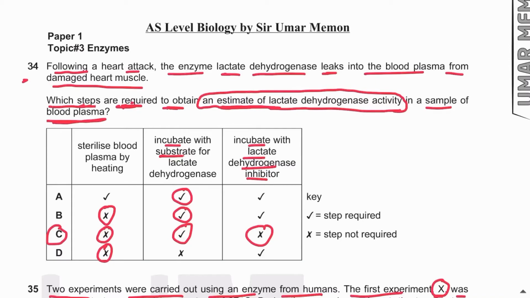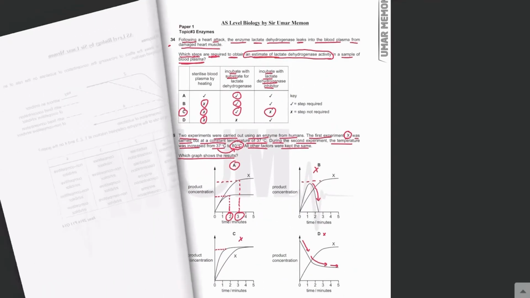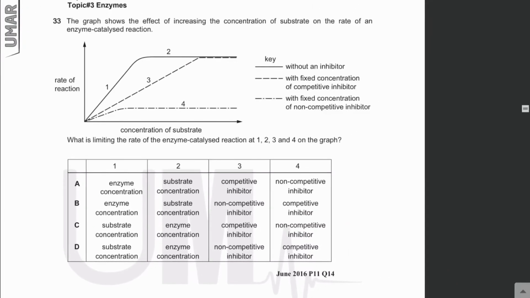So if you want to measure the activity of lactate dehydrogenase in the blood plasma, don't use inhibitor, don't heat the plasma, just incubate with the substrate, and you will know the lactate dehydrogenase activity in the plasma or the concentration of the lactate dehydrogenase in the blood plasma. Let's move on to MCQ number 33. The graph shows the effect of increasing the concentration of substrate on the rate of an enzyme catalyzed reaction.